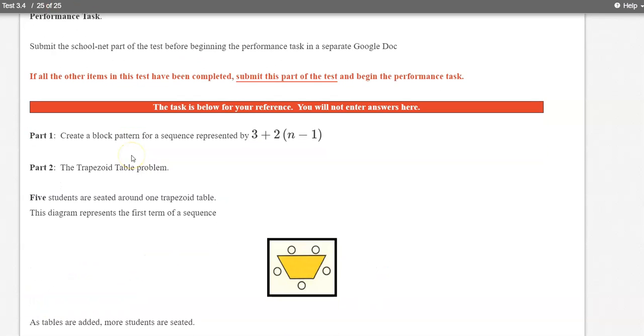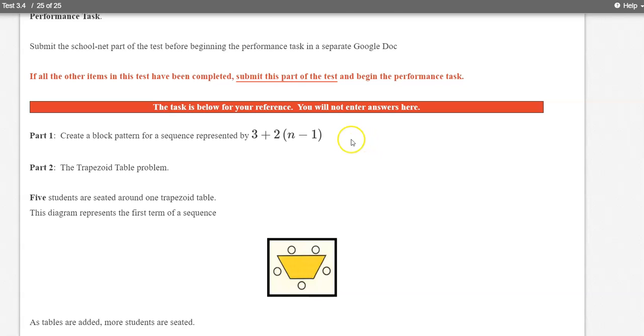And then finally, the performance task. I'm not going to show that to you, but I will describe a few things. The first was your pattern block. Your first term should have 3 blocks in it because of this 3. Your second term should have 5 blocks because you have to add 2 more. The next one, you would add 2 more and get 7 blocks. So however you arranged your blocks, you should have 3, 5, 7, and so on for your sequence. And you should have at least 3 terms, hopefully.